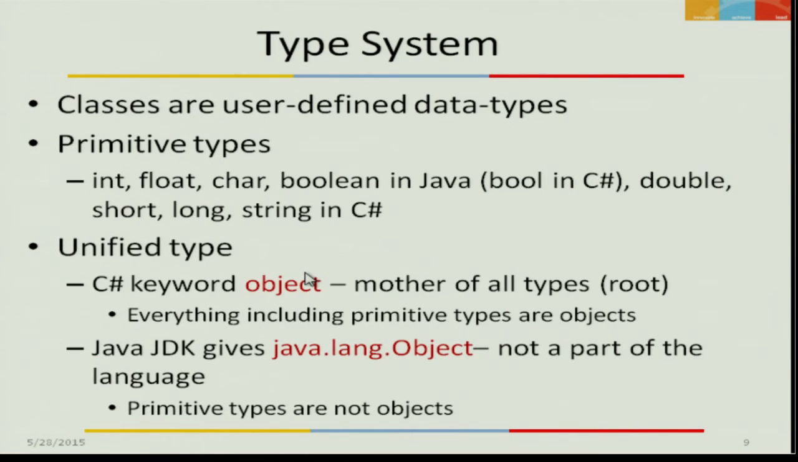There are unified types. For example, C# uses a keyword called object, which is the mother of all the types, or the root object. Essentially, everything, including the primitive types, is an object. But that's not the case in Java. In Java, there is a clear distinction between the primitive types and the user-defined types, and they do not have the same root, unlike C#. The Java JDK gives java.lang.Object, which is definitely not a part of the language, whereas in C# object is a part of the language.